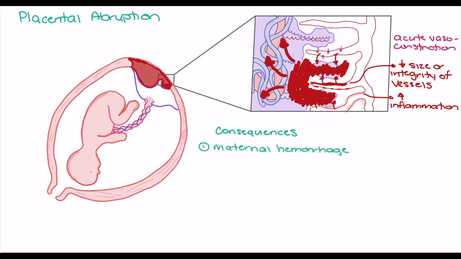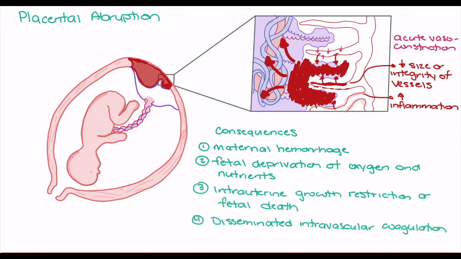As it's the maternal circulation in the decidua basalis that's rupturing, maternal hemorrhage is a significant consequence of placental abruption. Secondly, as the placenta separates from the maternal circulation, the fetus becomes deprived of oxygen and nutrients. This oxygen and nutrient deprivation can lead to intrauterine growth restriction or can lead to fetal death.